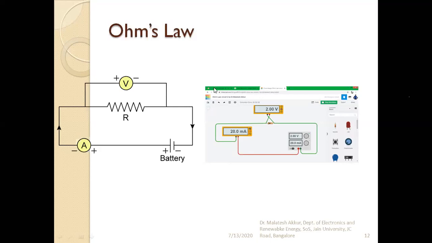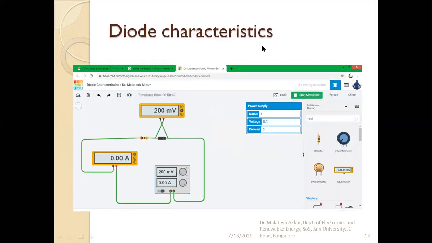Now another circuit we also discussed in the last class, that is yesterday: the diode characteristics. As we know, the diode is a semiconductor device. It has P type and N type semiconductors. The P type is called the anode, and the N type is called the cathode. So this is the diode.